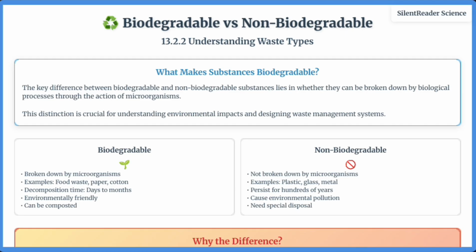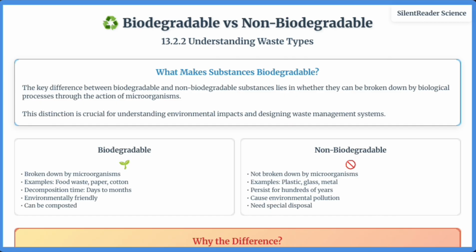Now let's understand the crucial difference between biodegradable and non-biodegradable substances. The key difference lies in whether they can be broken down by biological processes through the action of microorganisms. Biodegradable substances are those that can be broken down by microorganisms. Examples include food waste, paper, cotton cloth, and wood. These materials typically decompose within days to years, depending on the material and conditions. They are environmentally friendly because they can be composted and returned to the soil as nutrients.